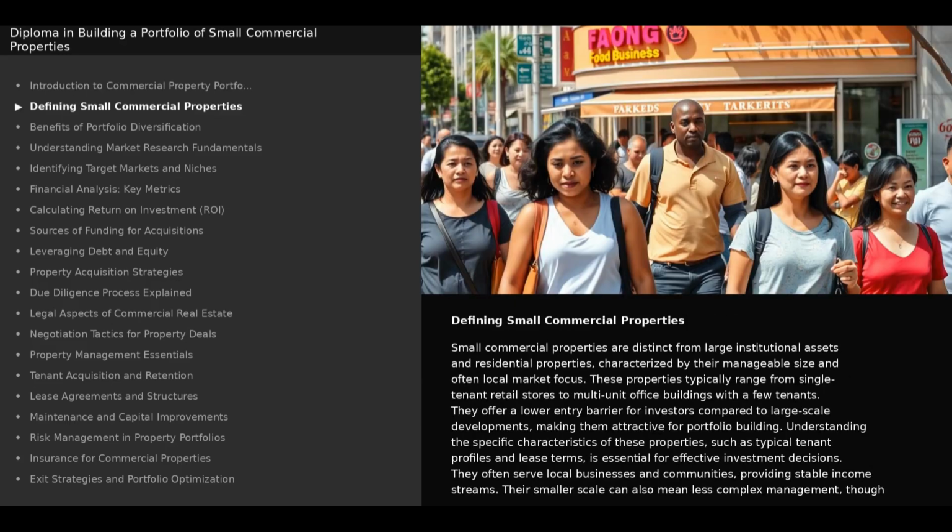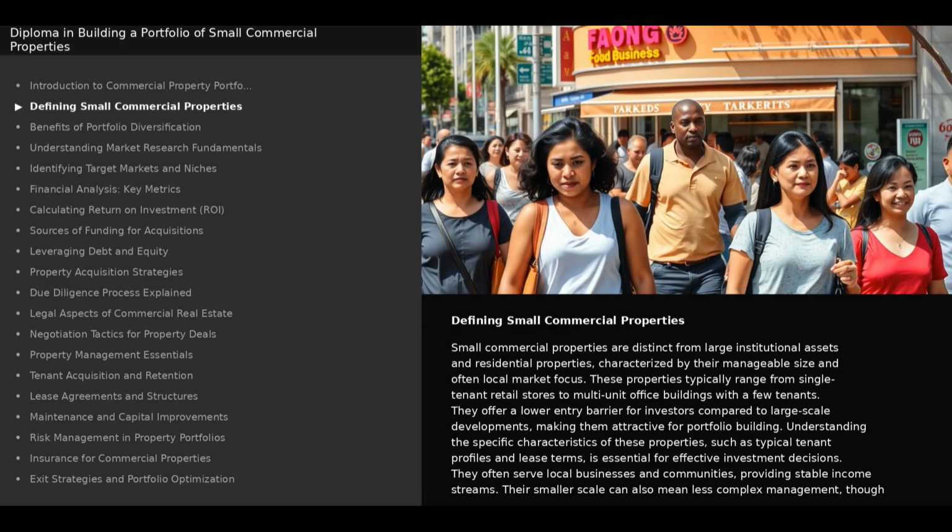Defining small commercial properties. Small commercial properties are distinct from large institutional assets and residential properties, characterized by their manageable size and often local market focus. These properties typically range from single-tenant retail stores to multi-unit office buildings with a few tenants. They offer a lower entry barrier for investors compared to large-scale developments, making them attractive for portfolio building.